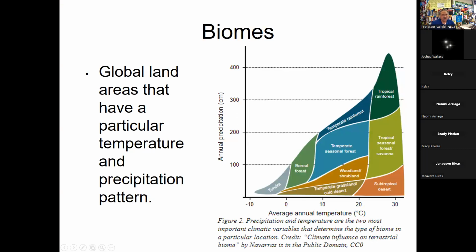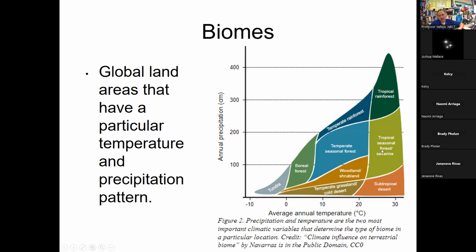All right. What is a biome, you may ask? Well, a biome is, if you can see the bulleted phrase, a global land area that has a particular temperature and precipitation pattern. Typically, this is how we represent it on a graph like this. You can see on the x-axis, temperature goes from really low to really high, and then precipitation, rain, fog, all that stuff, snow, goes from 0 to about 450 centimeters per year. 450 centimeters per year, yeah, that's a tropical rainforest, you may have guessed. It's also quite warm in a tropical rainforest, as you can see over here. So that's what this graph does.